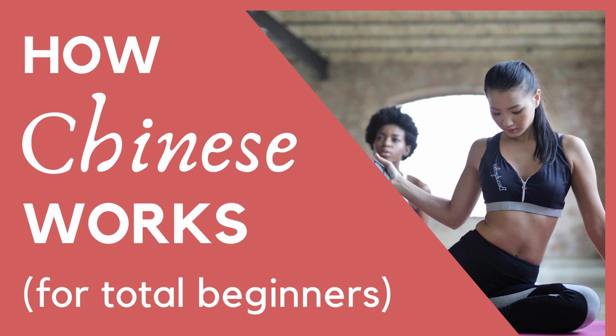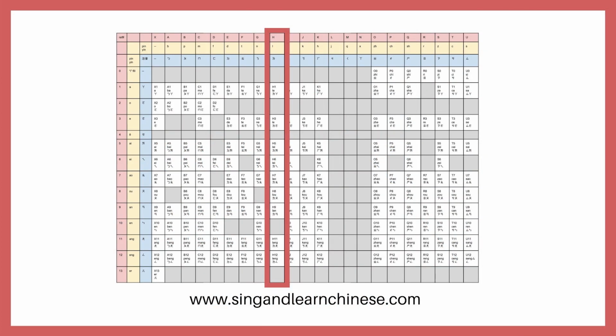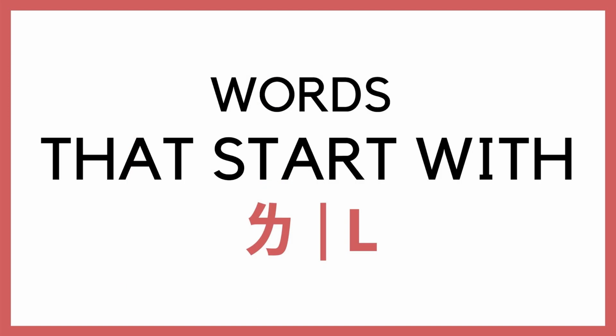In this lesson, we'll be going over the Chinese syllables and words from the next column of the Chinese pronunciation chart. You can grab your own free copy of this chart at singandlearnchinese.com, link below. Okay, let's talk about Chinese syllables and words that start with le.